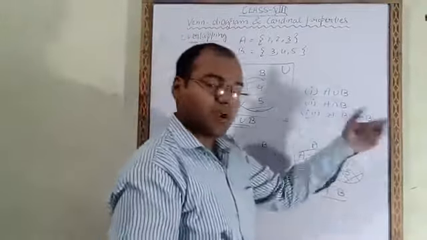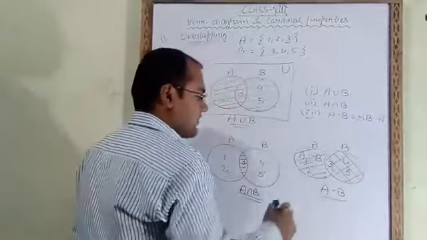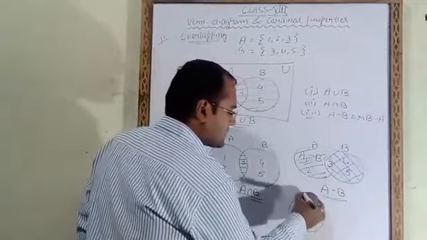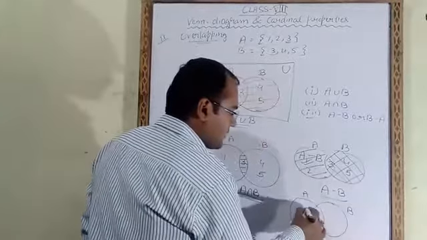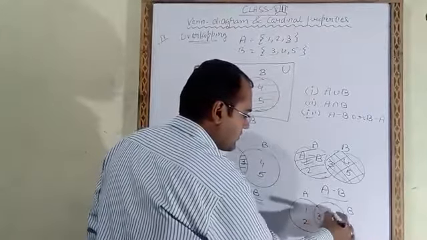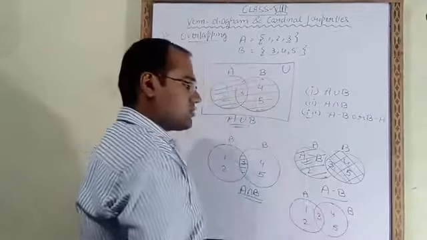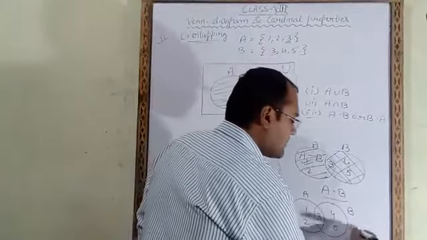Now next is B minus A. Again we will draw the same figure. This is A. This is B. 1, 2, 3, 4, 5. So we have to show now B minus A.